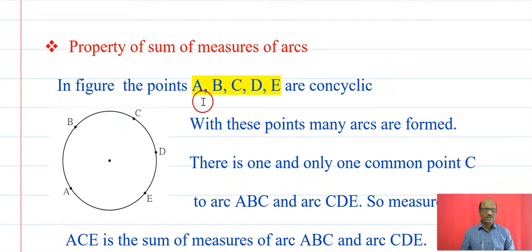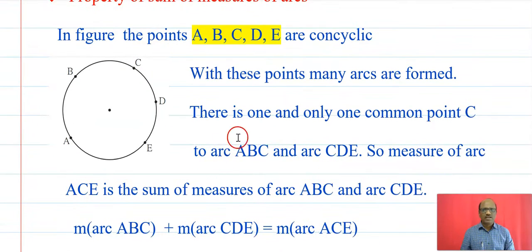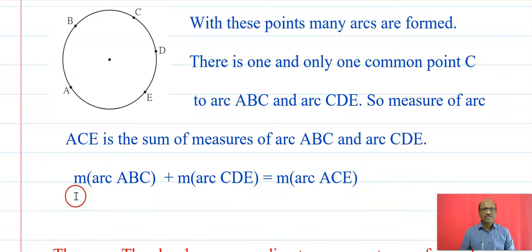In the figure, the points A, B, C, D, E are on the circle. With these points, many arcs are formed. There is one and only one common point C to arc ABC and arc CDE. So the measure of arc ACE is the sum of the measures of arc ABC and arc CDE. Therefore, measure of arc ABC plus measure of arc CDE is equal to measure of arc ACE.